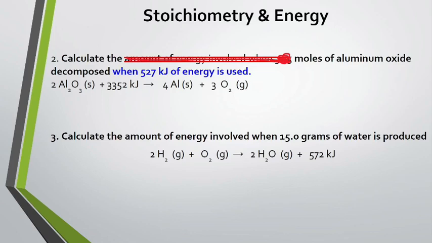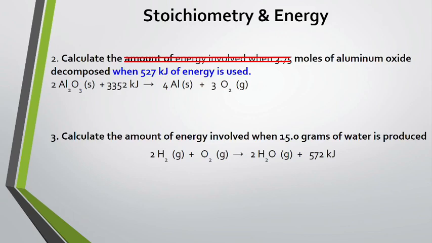So now this question is asking us to calculate the moles of aluminum oxide decomposed, and now add at the end of that, kind of off to the side, I know you don't have quite as much space as I do on this next line, but we need a given for this problem. We want to find how many moles of aluminum oxide decompose when 527 kilojoules of energy is used. And I need you to do this kind of rearranging for this problem because I need you to see a problem where we're starting with kilojoules.